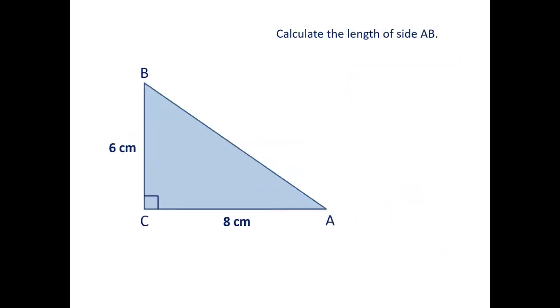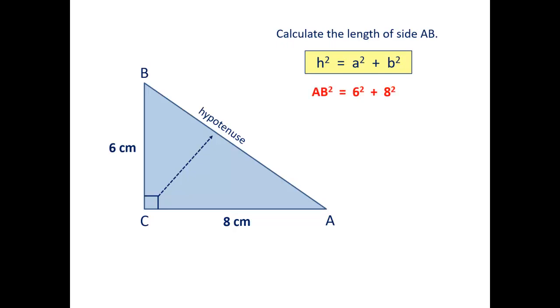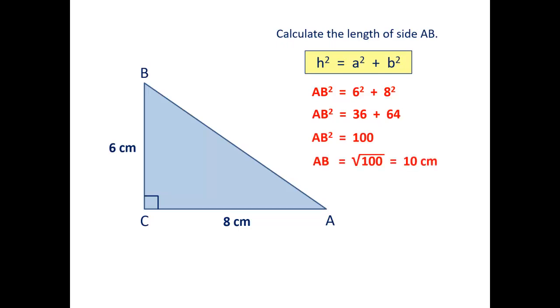Okay, how did you get on? Let's have a look at the first example then. So remember what we do? Identify the hypotenuse. There it is. And then we're going to write h squared equals a squared plus b squared. So h, the hypotenuse, is AB. And 6 squared plus 8 squared, let's work those out. 36 and 64. Add them up, get 100. AB is the square root of 100, which comes out nicely to be 10 centimetres.